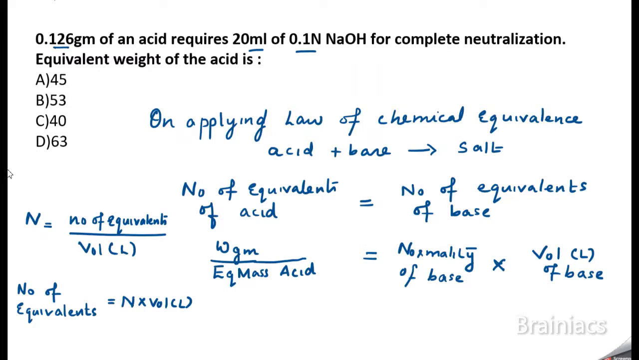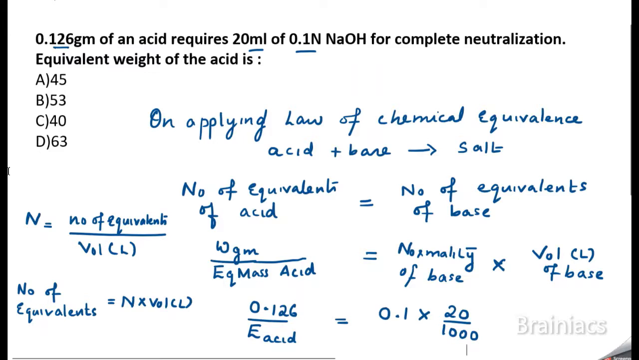Now weight in gram, we know it is 0.126, and equivalent mass of the acid is what we need. Normality, how much is it given? 0.1, multiplied by volume of the base, that is 20 ml. So you want to convert it into liters, meaning 20 by 1000. Then this will be in liters.